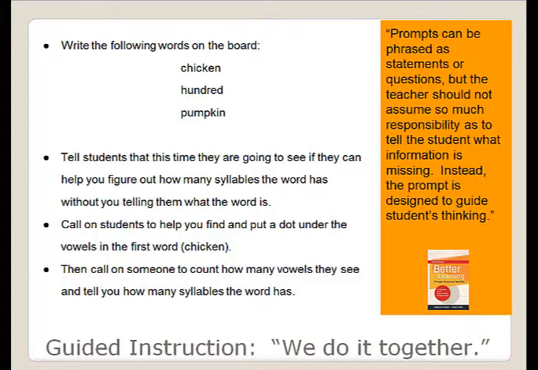If prompts are needed to help scaffold a student or students, prompts can be phrased as statements or questions, but the teacher should not assume so much responsibility as to tell the student what information is missing. Instead, the prompt is designed to guide students' thinking.